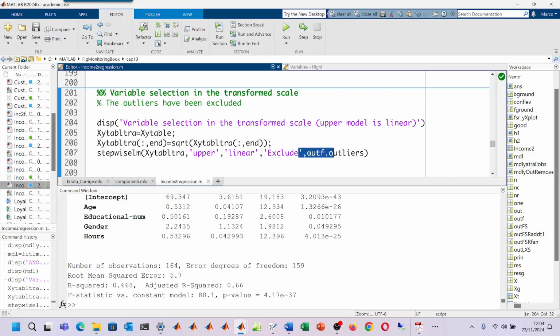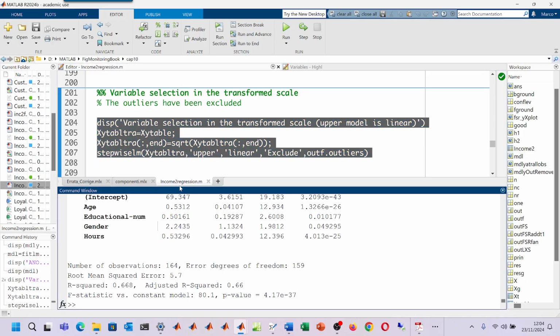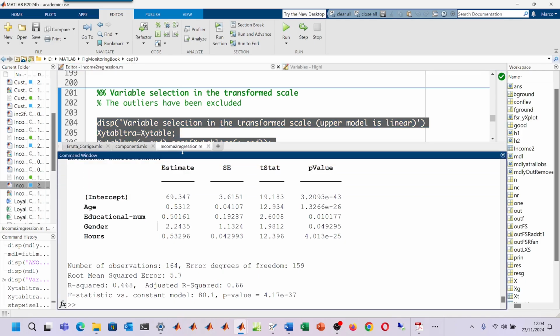Now we do some variable selection in the transformed scale. We exclude the outliers, so our upper model is linear, and in this case we end up with the model with 4 significant explanatory variables. The adjusted R-square of the final model, which contains these 4 explanatory variables, is 0.66.